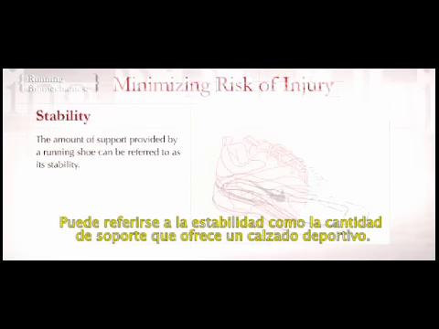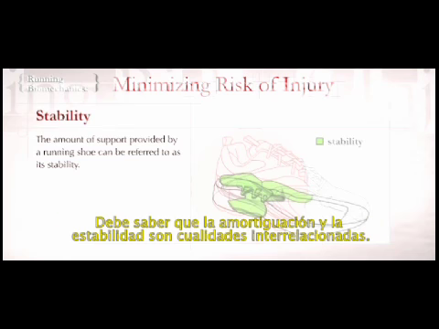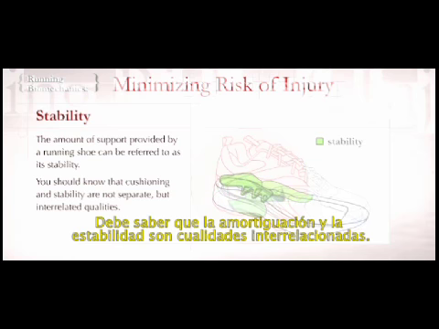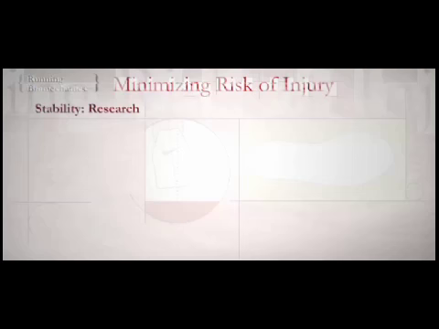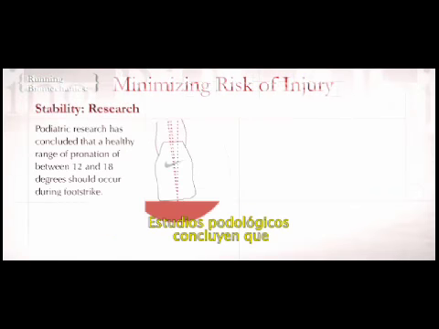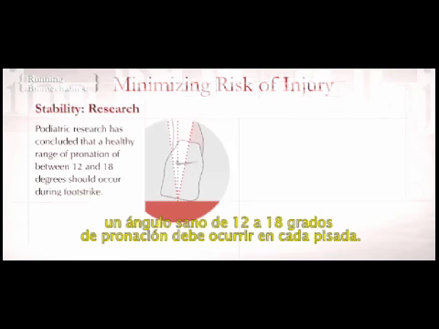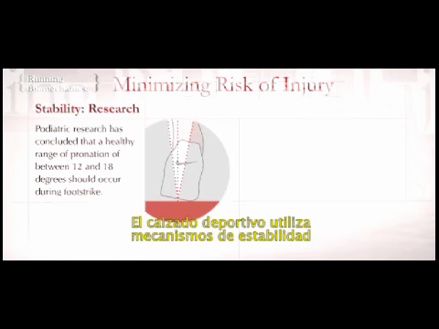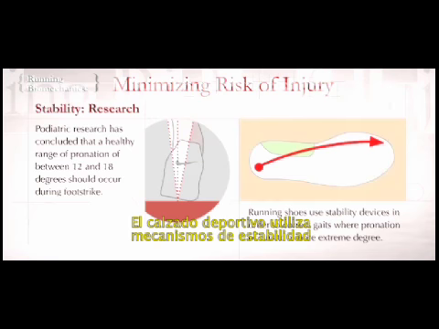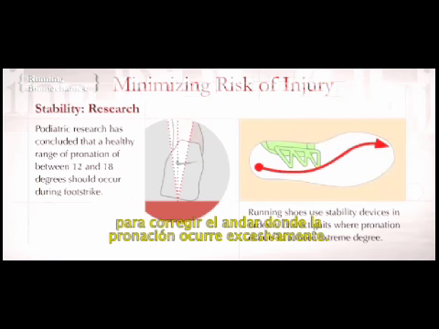The amount of support provided by a running shoe can be referred to as its stability. You should know that cushioning and stability are not separate, but interrelated qualities. Podiatric research has concluded that a healthy range of pronation of between 12 and 18 degrees should occur during foot strike. Running shoes use stability devices in order to correct gaits where pronation occurs to a more extreme degree.